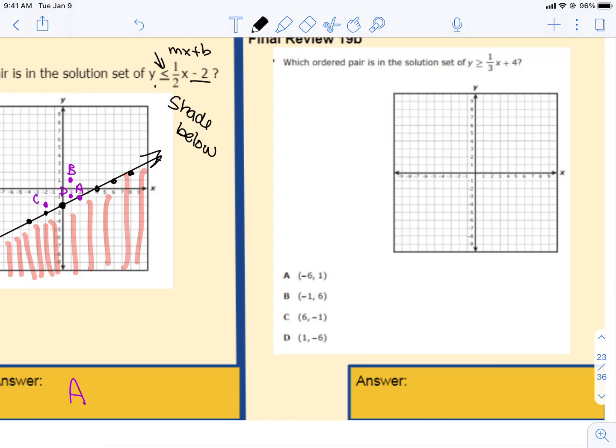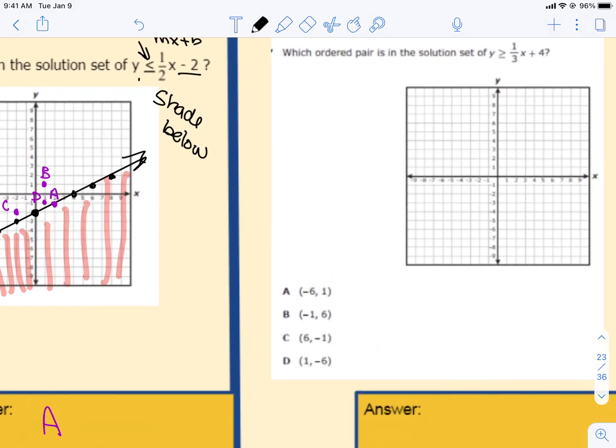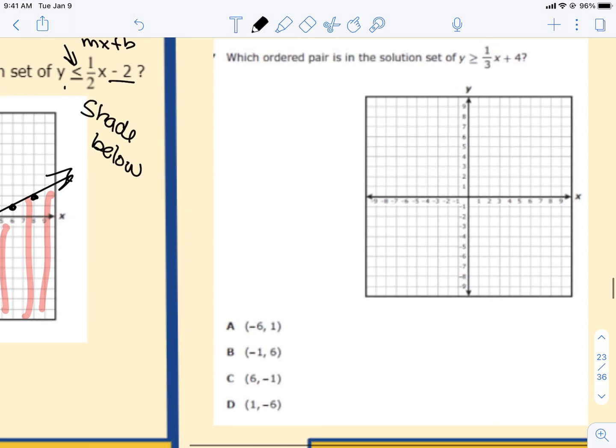Okay, we're going to graph it, and then I'll show you what you could do to use a calculator. So it's already solved for y, which makes our life easier. Solid line, and it's opening up towards the y, which means we will end up shading above. But first, we got to start by plotting +4. And then we use our slope. We go up 1, right 3, up 1, right 3, or you can go down 1, left 3.